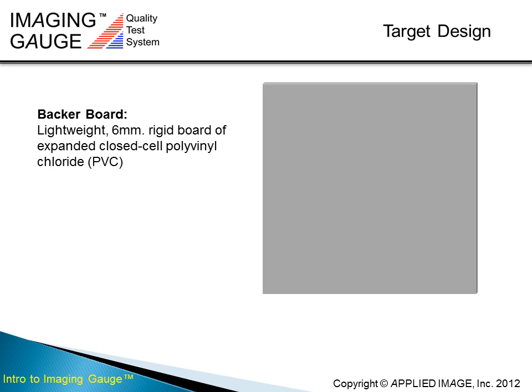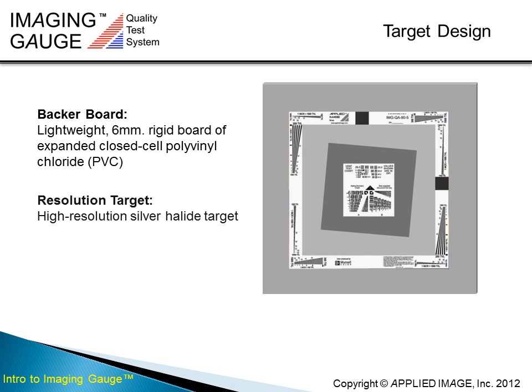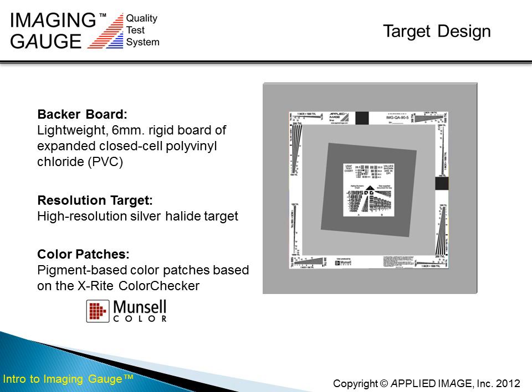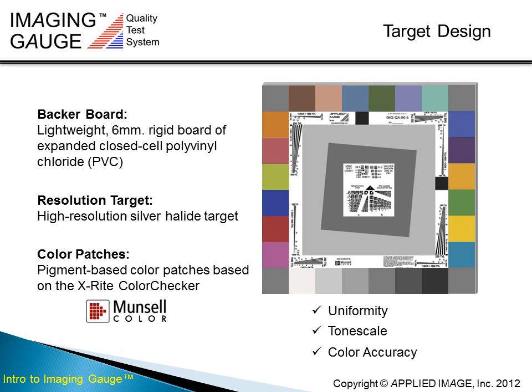Target design and its construction starts with a lightweight 6mm PVC backer board. Onto that we adhere a high-res silver halide target for our resolution features. And we use color patches that are made from pigment-based Munsell color patches that we purchase from X-Rite. These are used in the corners for uniformity, for tone scale along the bottom, and for color accuracy patches.